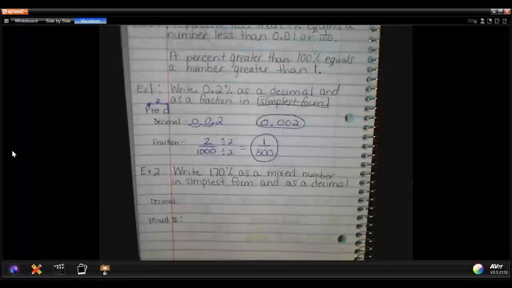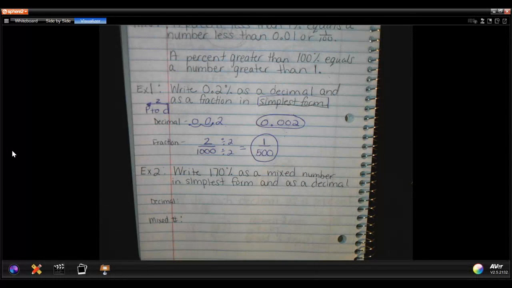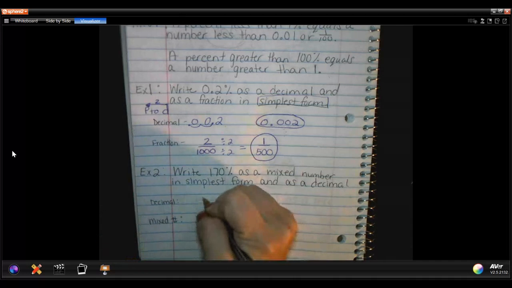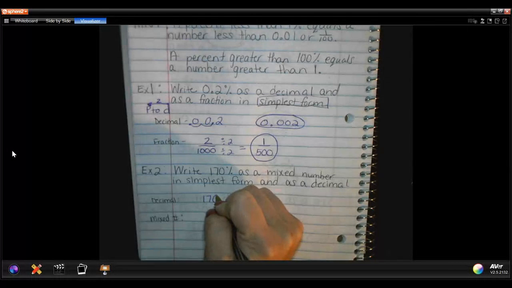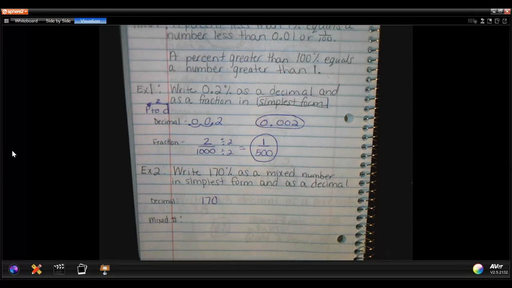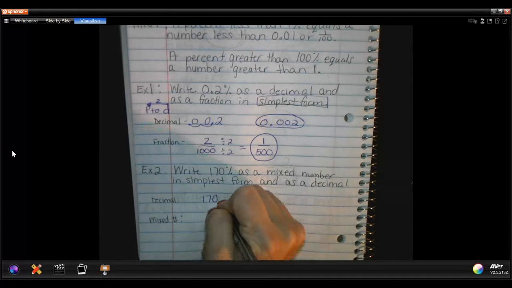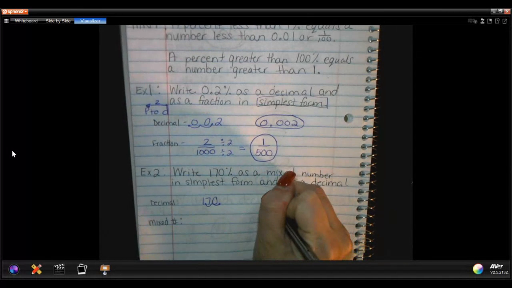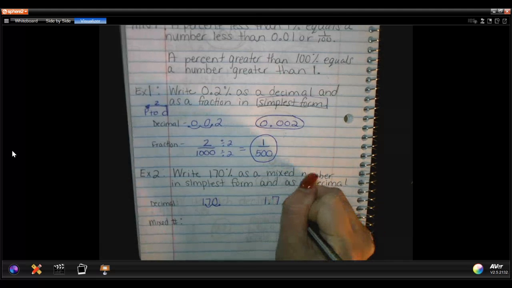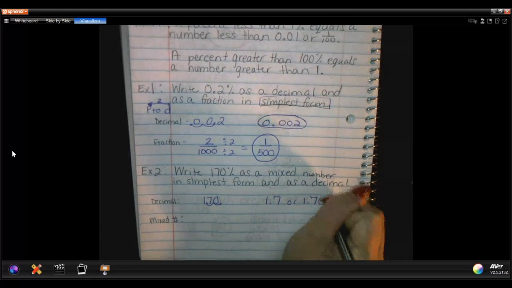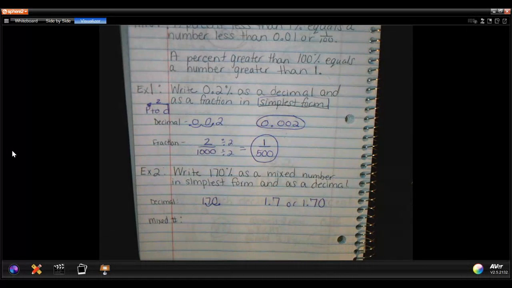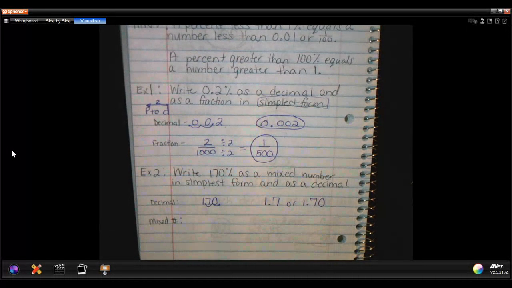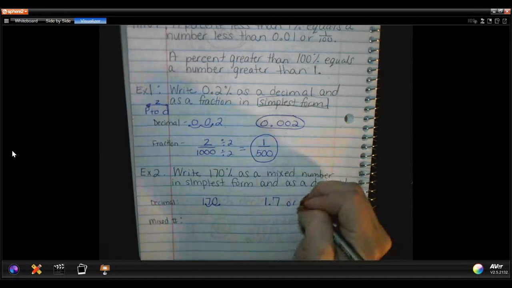This one says, write 170% as a mixed number in simplest form and as a decimal. Again, if I start with my decimal, I'm going to rewrite the number and drop the percent sign. I don't see a decimal here, so if there's no decimal, I'm going to add the decimal point at the end. And then I'm going to move it 2 places to the left. 1, 2. When I rewrite this number, I have 1.7 or 1.70. Either one works. They're both the same number. It doesn't matter how many zeros I add at the end. I'm still going to get the same number.